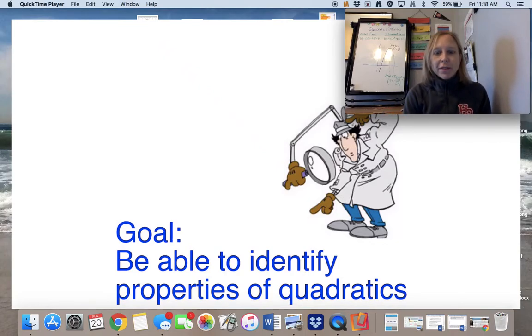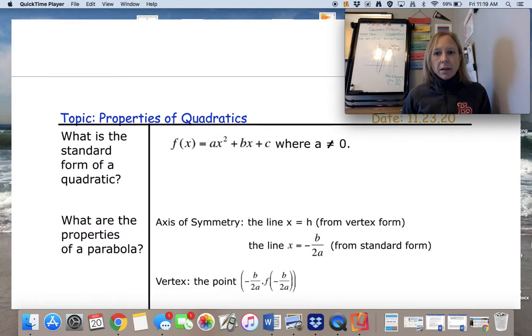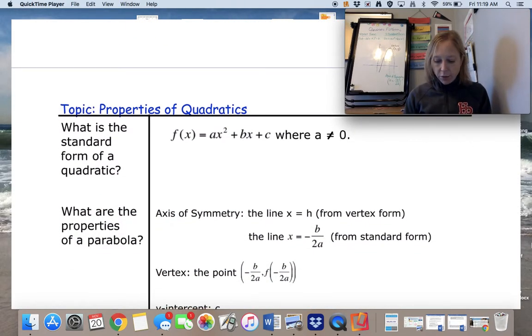Hi, Algebra 2 students. This week we are going to continue talking about quadratic functions, and we'll be reviewing how to find the different properties of a quadratic function or the parabola. We'll be focusing in on finding these given standard form. So let's take a look at what standard form of a quadratic function looks like.